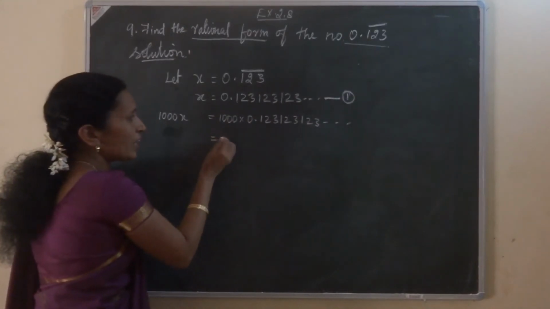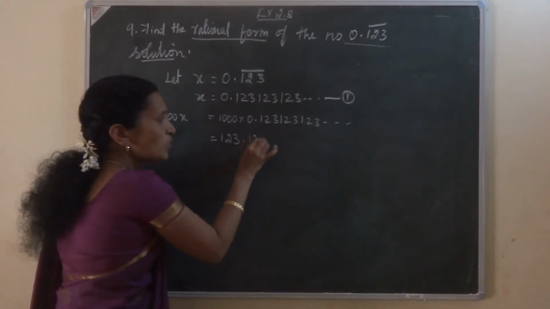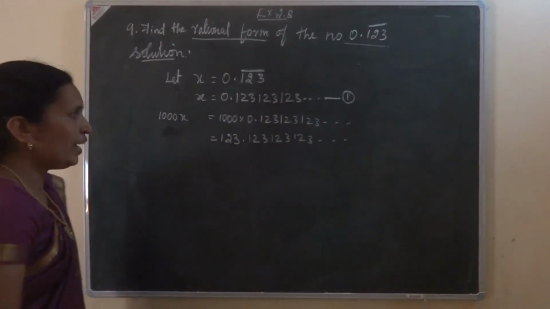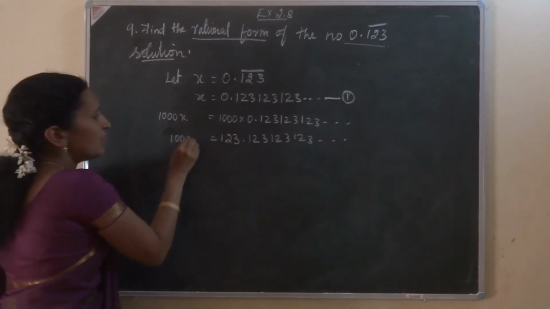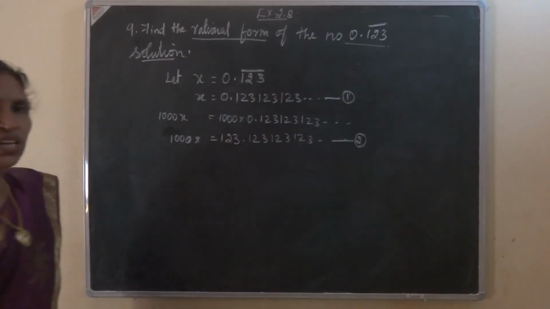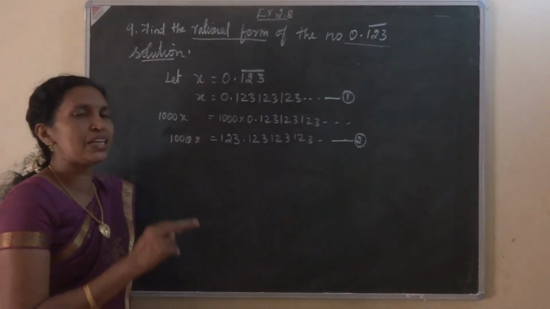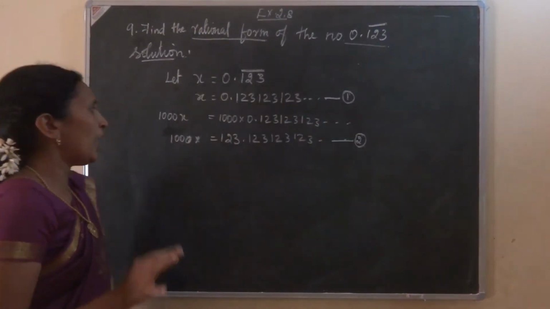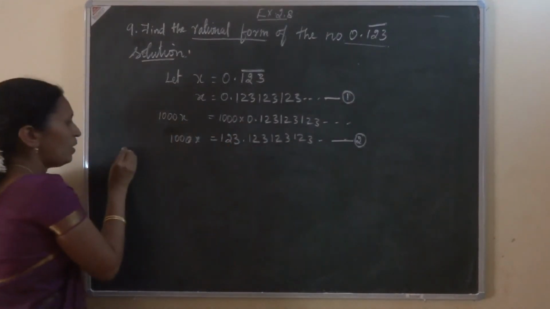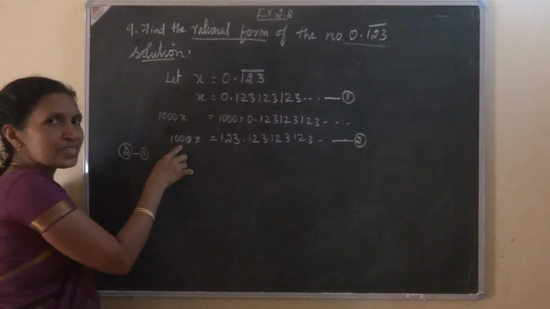So how we will get 123.123, 123, 123, so on. Okay, this is equation 2. Now also you are getting the decimal form only. What they say, the rational form, that is in the form of p by q. Okay, now you have to subtract equation 2 and equation 1. Equation 2 minus equation 1, because equation 2 is the highest value, right?